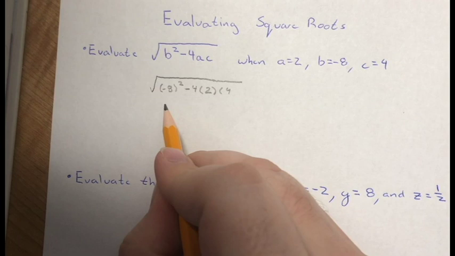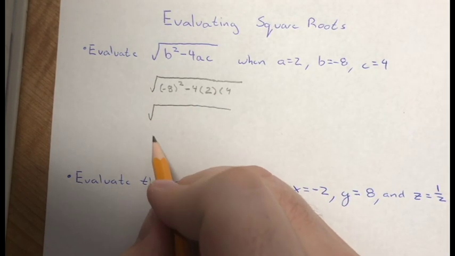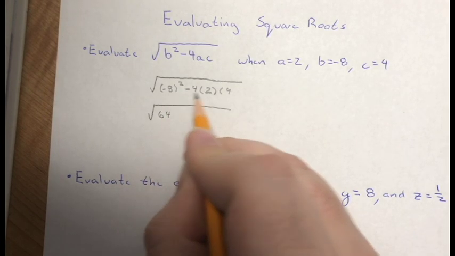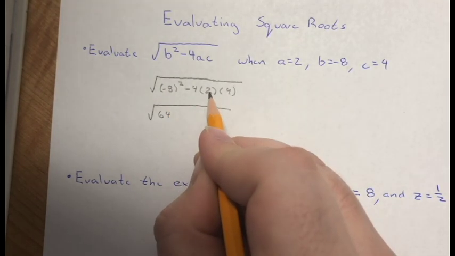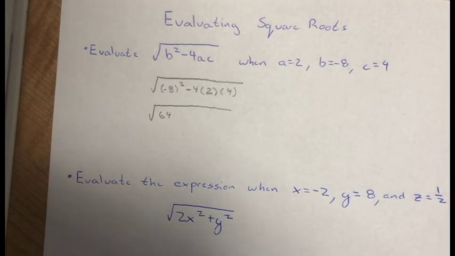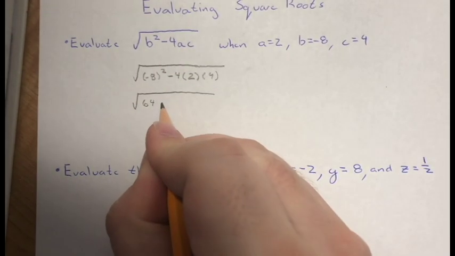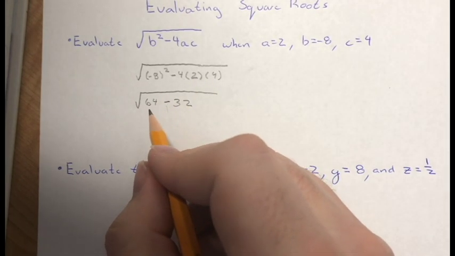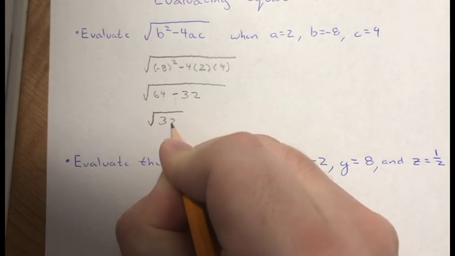So let's simplify this. I know that this is going to be negative 8 squared. Well, negative 8 times negative 8 is going to give me a positive 64. I'm going to work everything inside this expression first. And then I know that 4 times 2 is 8, times 4 again is going to give me 32, I think. Did I do that right? 4 times 2 times 4 gives me, yep, 32. So that would be minus 32. So now I've got to simplify this. I'm still working everything out under the radical sign. So when I simplify it, I get the square root of 32.